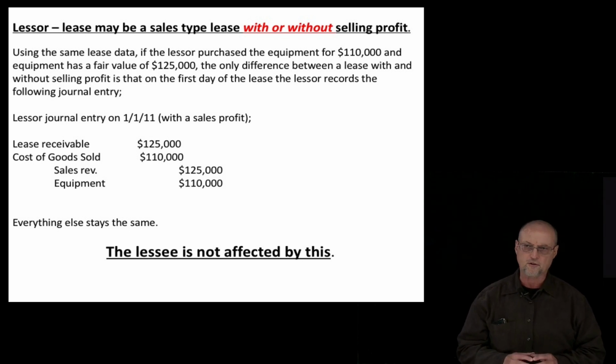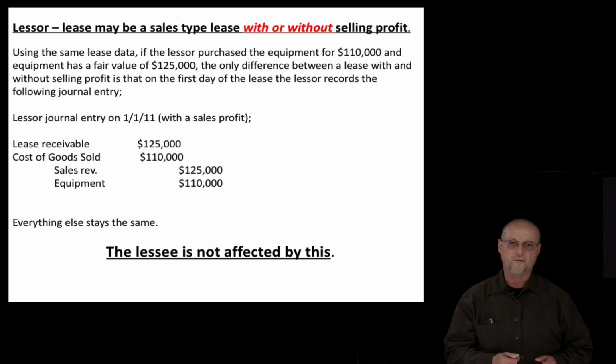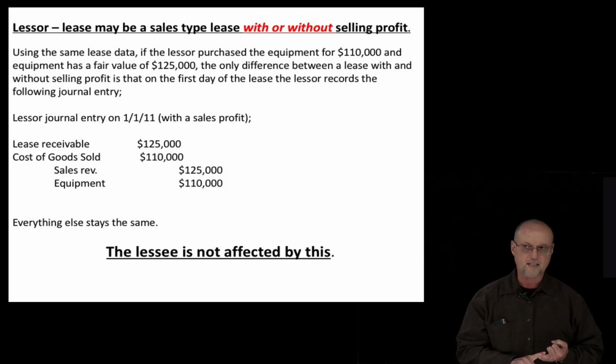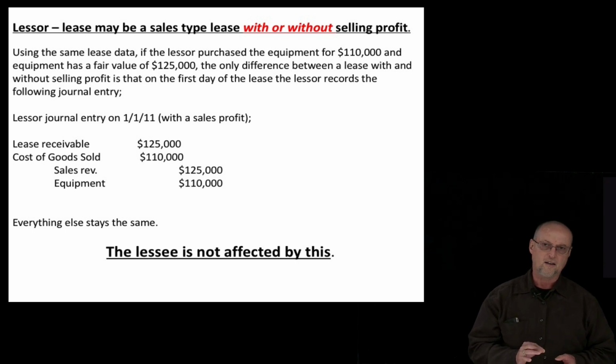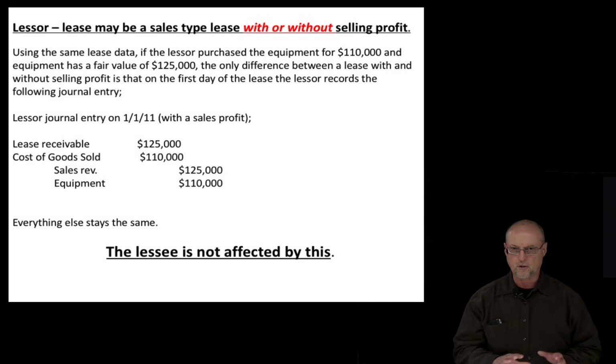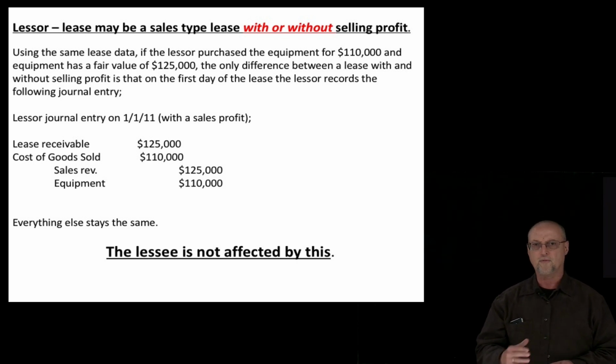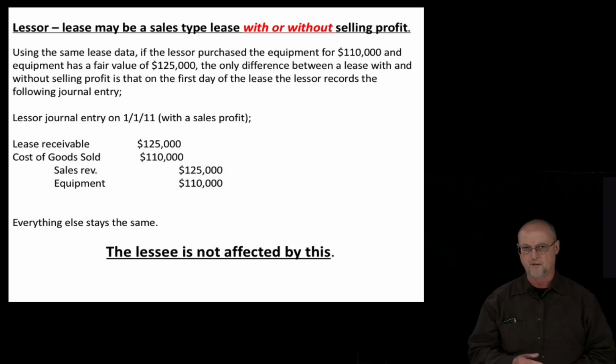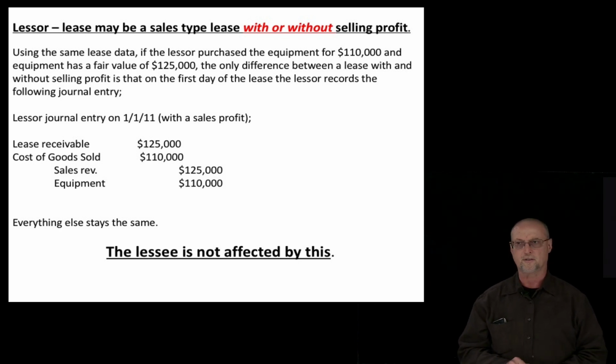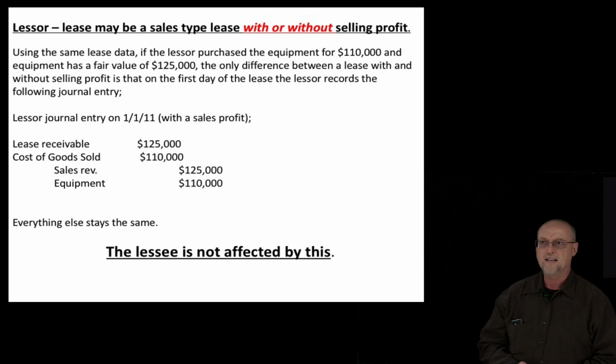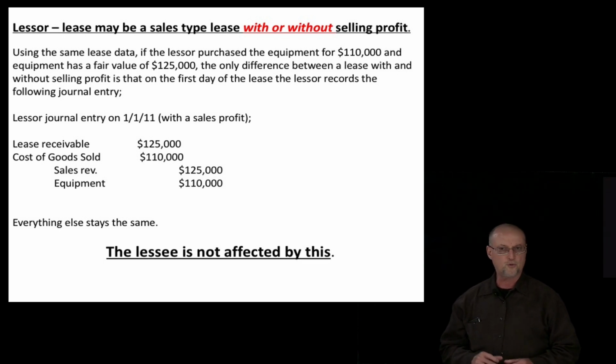Everything else, all the remaining journal entries, for both lessee and lessor stay the same. Notice the lessee is not affected when there's a sales profit. This is purely a single journal entry on day one of the lease for the lessor to recognize the difference between what they paid for the asset and what they're leasing it out for, the fair value. So not difficult.